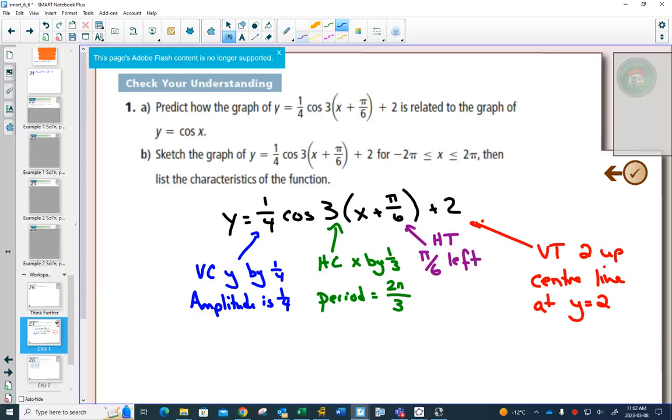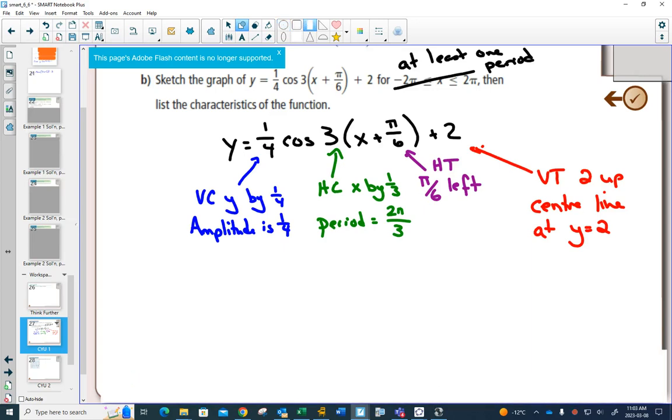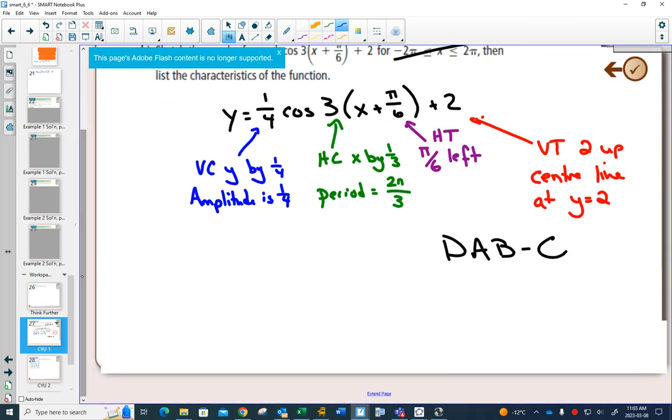And now we want to sketch. The first thing that I'm going to do, because this will be messy, put a line through that. We'll change this to at least 1 period. And we'll look at practicing what we did yesterday. And what we did yesterday was we learned the DAB-C. So here's our technique for helping us graph.